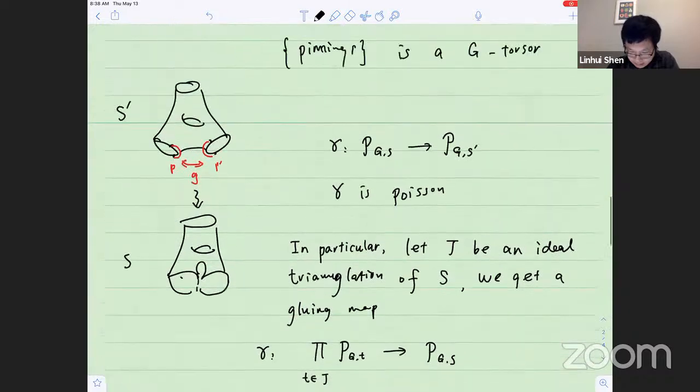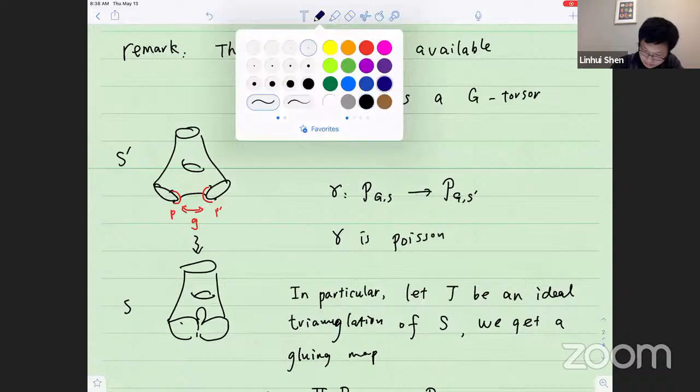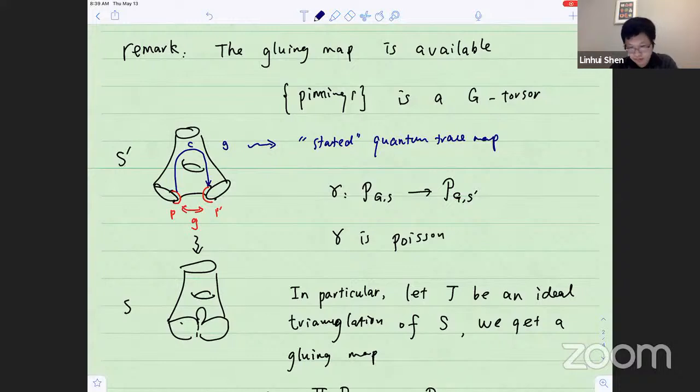And there are also some other advantages for this, the existence of pinning. So for example, given any arc here, there is a unique group element that transports this pinning P to P prime along this arc. And then you can define something called the stated quantum trace map. Eventually, this should be viewed as a generalization of the quantum trace map of Bonahon and Wong and so on. But maybe I should skip this.